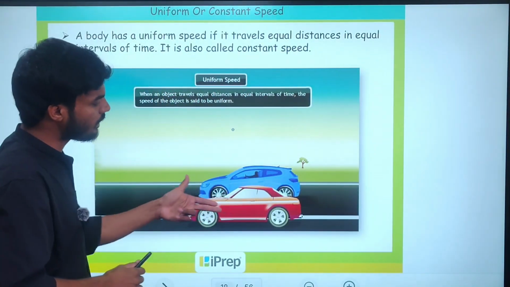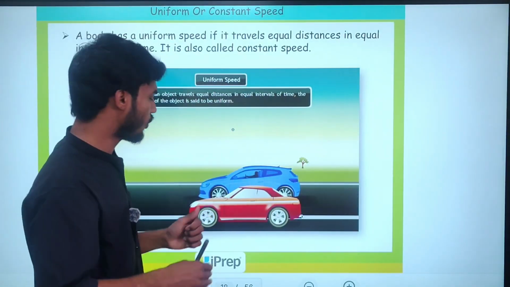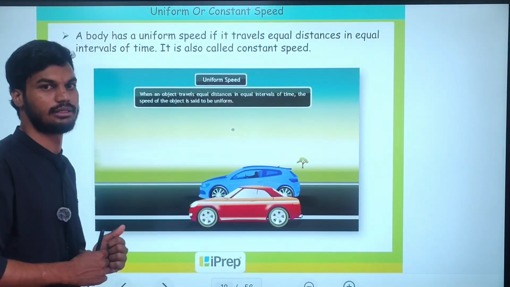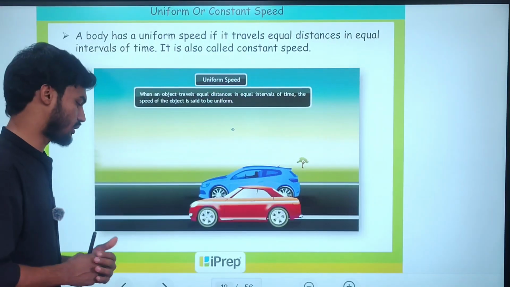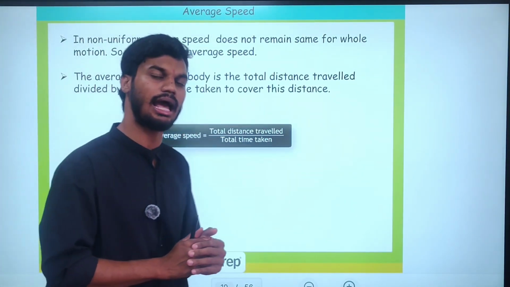Example, the two cars are moving in a straight line. The two cars are moving on a straight road with the same speed. It's the same speed, that is known as constant speed. Next, average speed. What is meant by average speed?